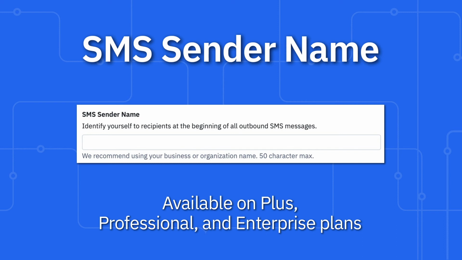So this is pretty cool because you can easily set this at the settings level in your account. You don't have to worry about it. It's automatically set up and it will automatically be prepended to the SMS messages. So pretty cool. SMS Sender Name. Again, SMS is available on Plus, Professional, and Enterprise plans. So this new sender name feature applies to those plans.